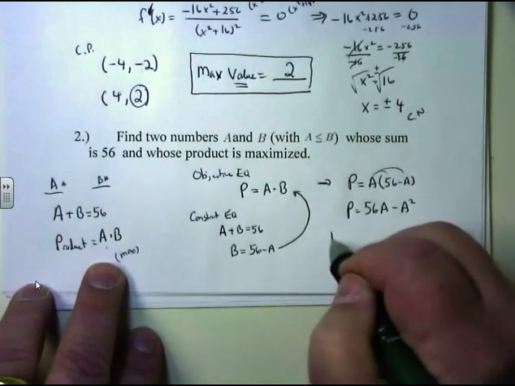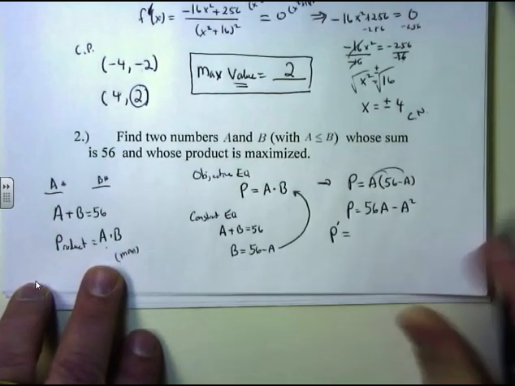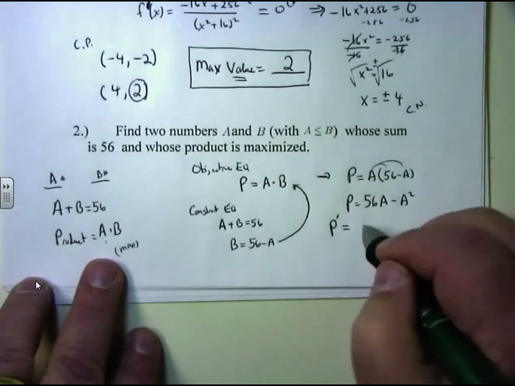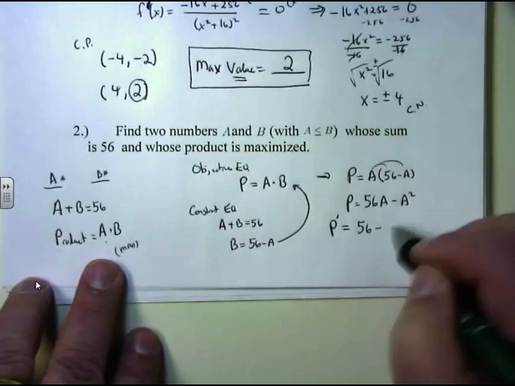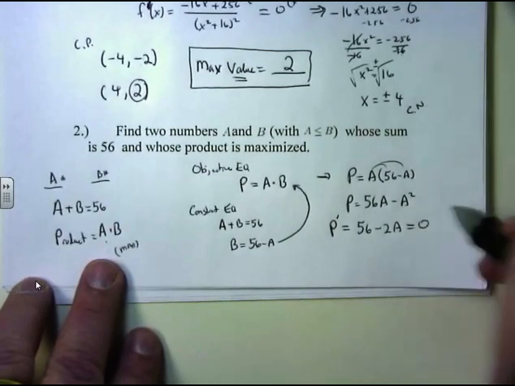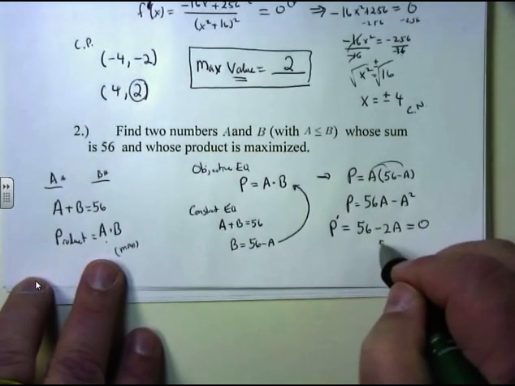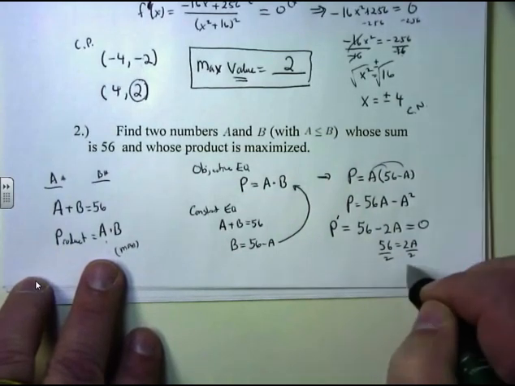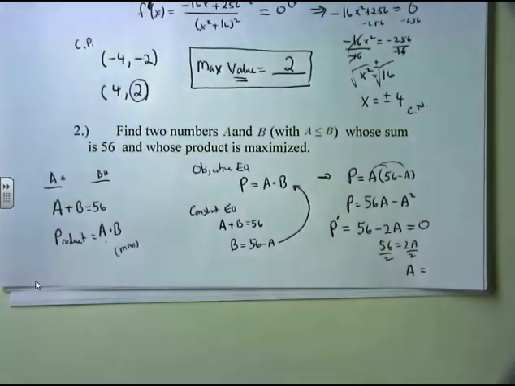Now, calculus. Take derivative, set it equal to 0 and solve. So my derivative of my product would be derivative of 56a is 56 minus derivative of a squared is 2a. Set it equal to 0 and solve. This gives me 56 equals 2a, divided by 2 on both sides, and that gives me a to be equal to, like I said, 56 divided by 2, which is 28.